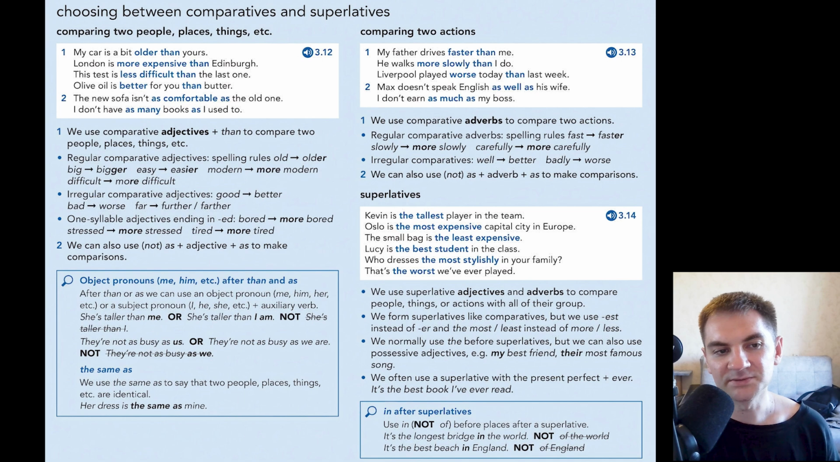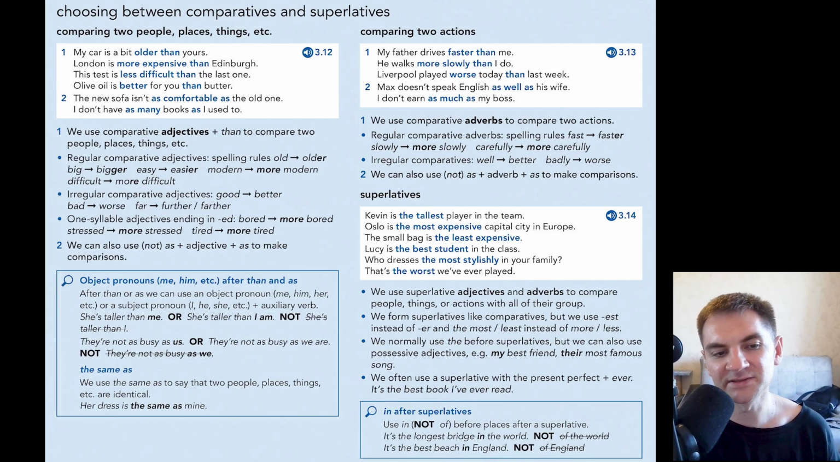Okay, part 2. Comparing two actions. Not things, actions. We use comparative adverbs. Use these to compare how two actions are done. My father drives faster than me. He walks more slowly than I do. Liverpool played worse today than last week.